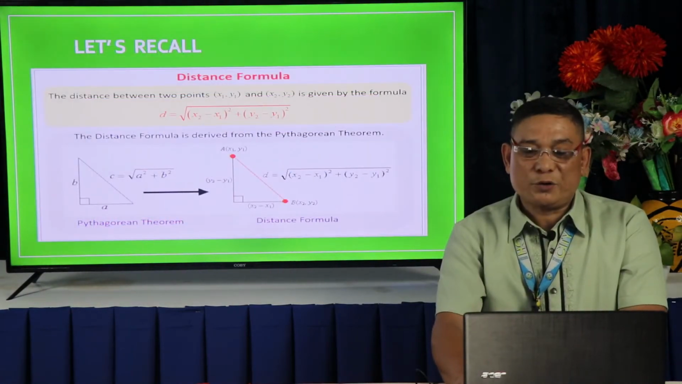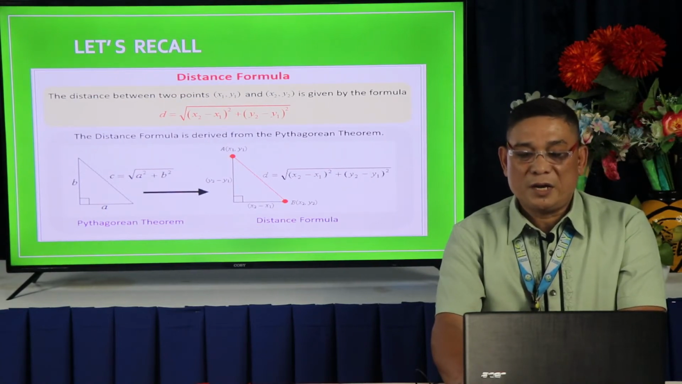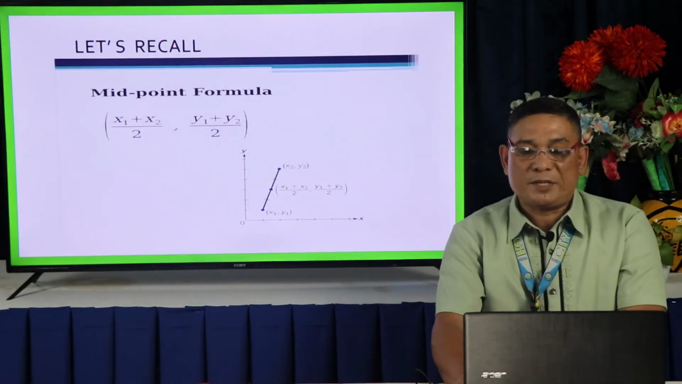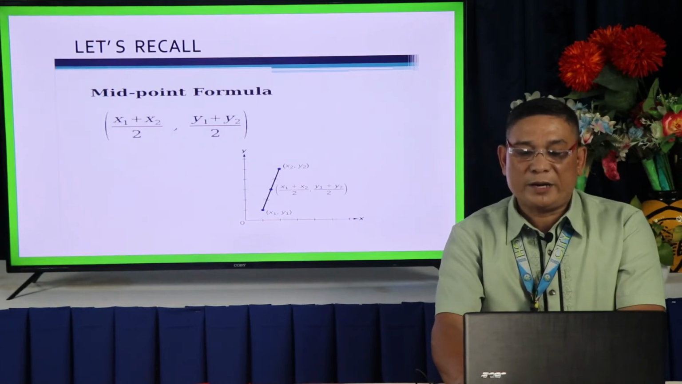Now let us summarize what you have learned so far. The distance between 2 points (x sub 1, y sub 1) and (x sub 2, y sub 2) is given by the formula d equals square root of quantity x sub 2 minus x sub 1 squared plus quantity y sub 2 minus y sub 1 squared. The midpoint m of the segment joining (x sub 1, y sub 1) and (x sub 2, y sub 2) has the coordinates m equals quantity x sub 1 plus x sub 2 divided by 2 and y sub 1 plus y sub 2 also divided by 2.